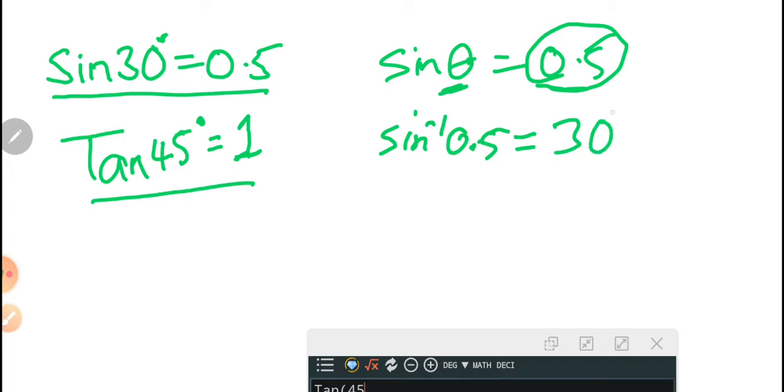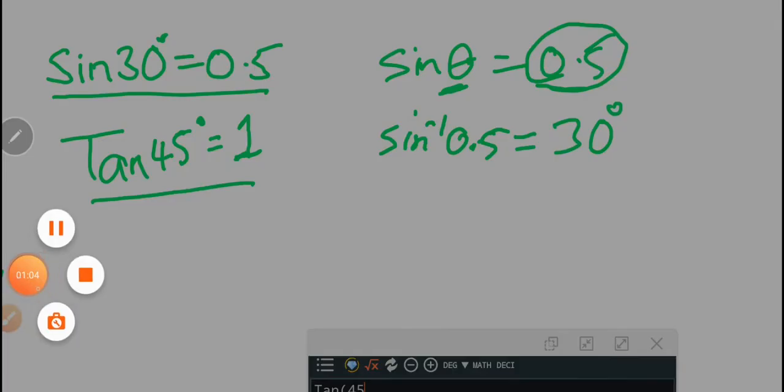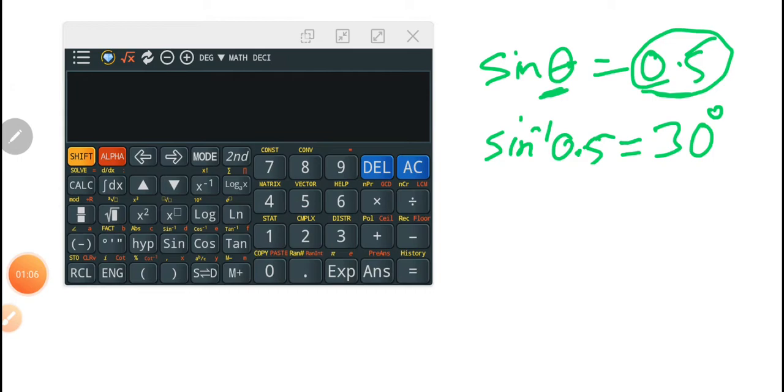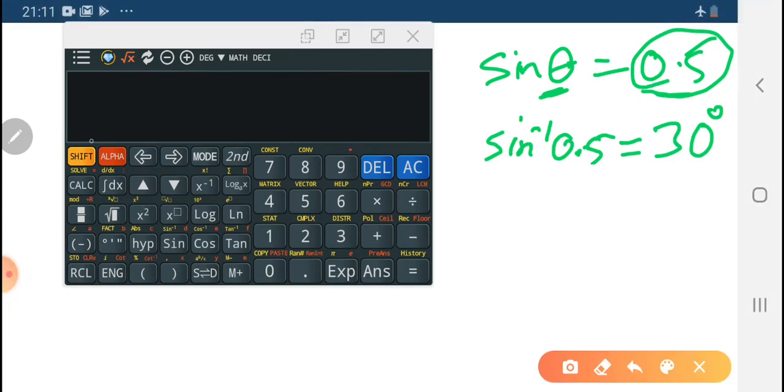But how do you do that? So 30 degrees. So how do you do that on your calculator? To do this on your calculator, we need to use the shift button. So the shift button is here. Then after you press the shift button, you press the sin button. So that'll be inverse sin. And as you can see there, it says inverse sine.